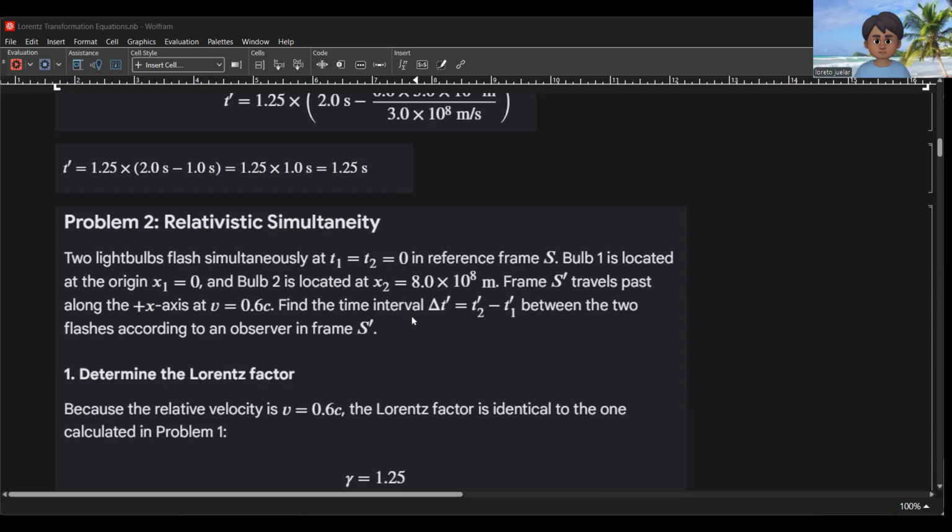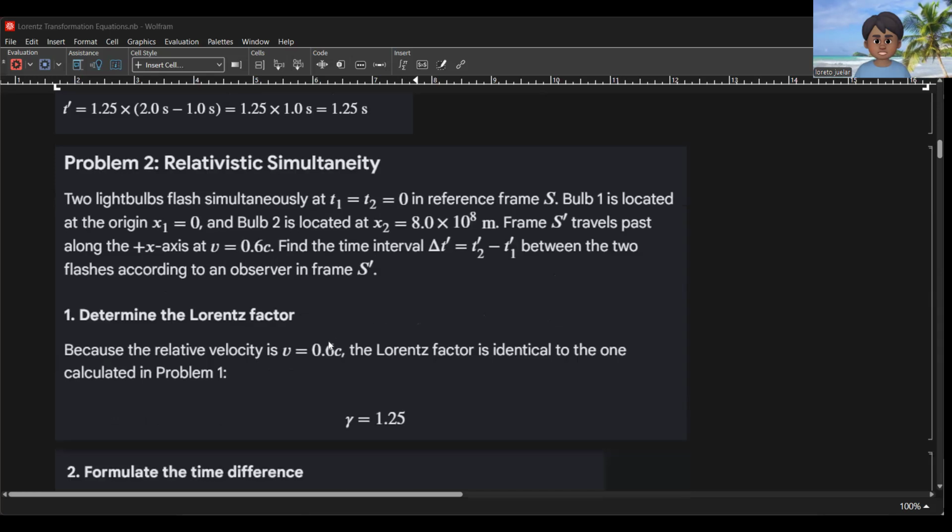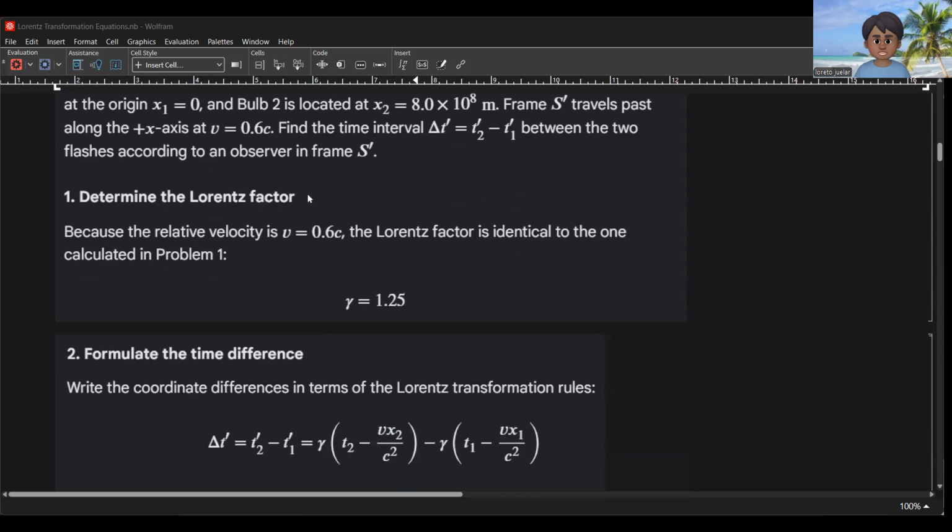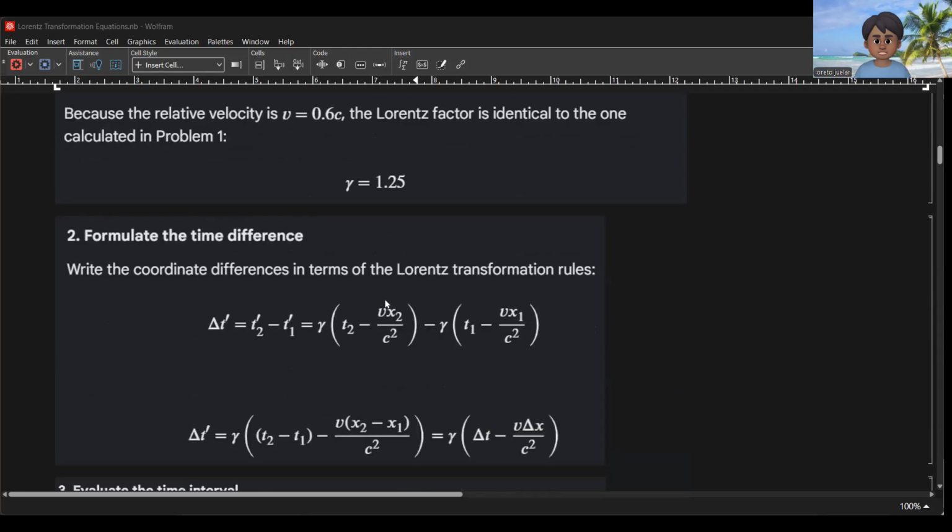So find the time interval delta t prime equal to t prime 2 minus t prime 1. Find the time interval between the two flashes according to an observer in frame S prime. So determine the Lorentz factor here. The Lorentz factor is given as 1.25.